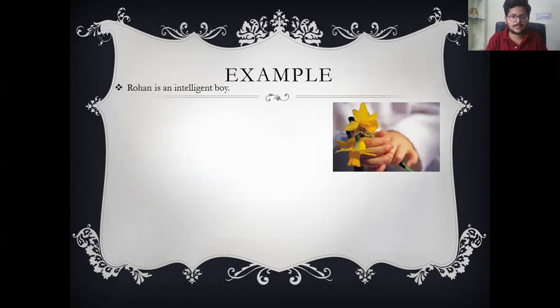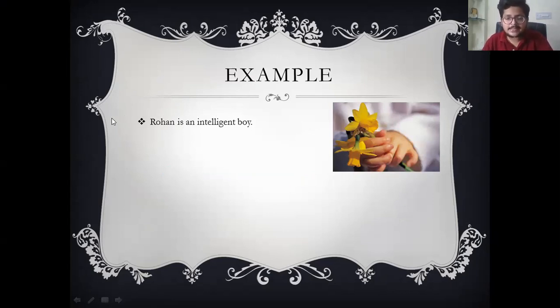Examples. Here is an example in front of you. Rohan is an intelligent boy. This is a sentence. See how it is a sentence. It is a group of words arranged in a proper order, and you are able to understand the meaning of the sentence, so it will be a sentence.